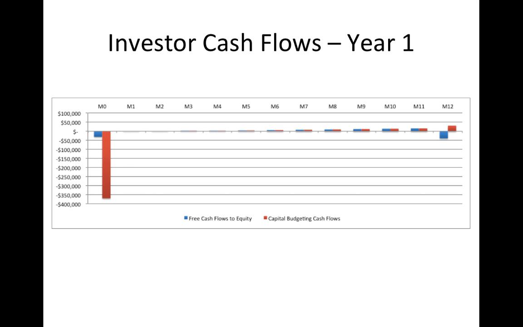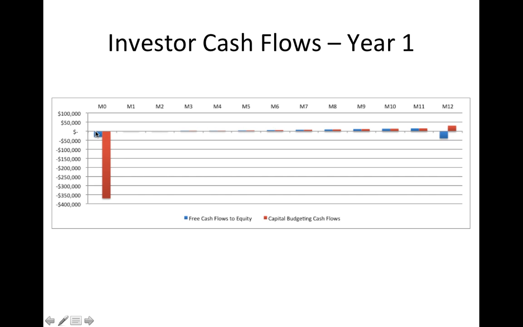Let you see what the investor cash flows, right? Free cash flow to equity and capital budgeting cash flows look like. Free cash flow to equity, small number. This is the one in blue. You can barely see it. It's sort of swamped by this big capital budgeting investment number.